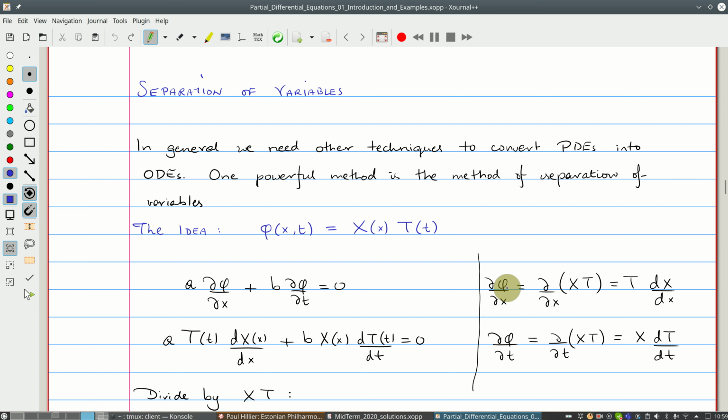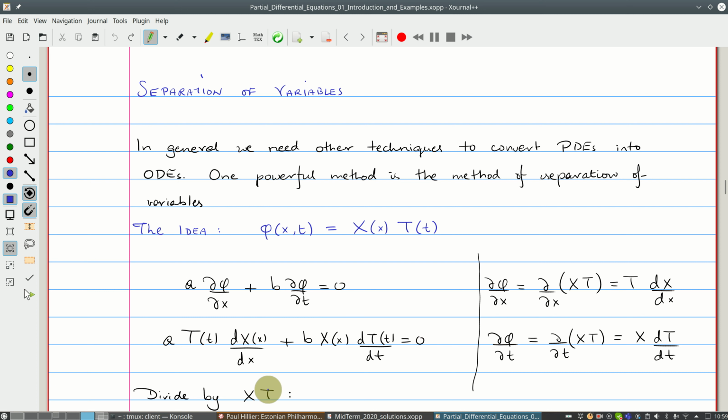Now, the partial with respect to x ignores the t, so that just comes out, and then we are left with the total derivative of capital X with respect to little x. It's a total derivative because capital X depends only on little x, so it's no longer a partial here. Similarly, for the partial of phi with respect to little t, this becomes capital X times the total derivative of capital T with respect to little t.